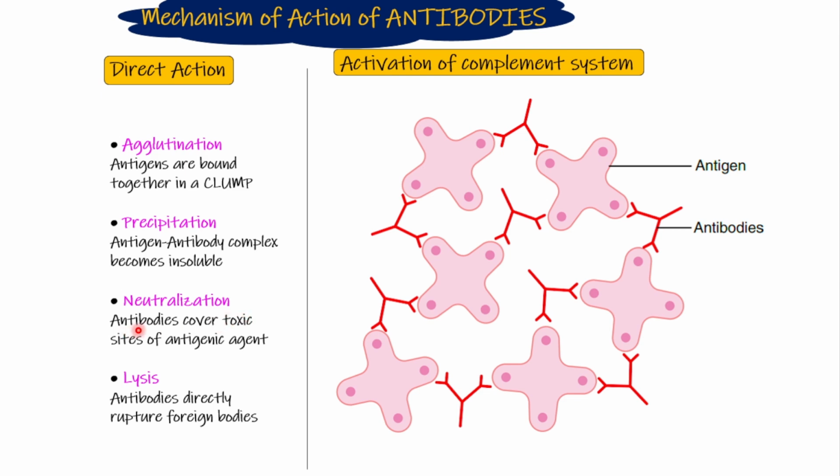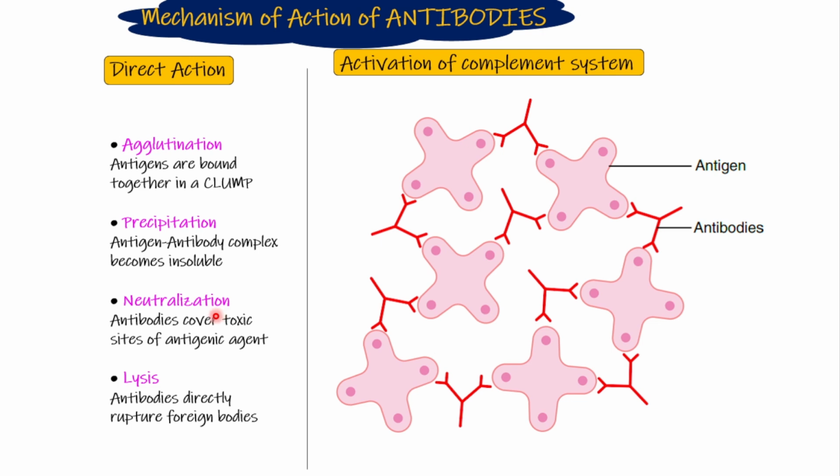Now the third mechanism is neutralization. When the antibodies attach to the antigen, they basically cover the toxic sites of the antigenic agent. Now this is an antigen. So for instance, if this is the toxic site of the antigen, this toxic site is covered by the antibody. When the toxic site of the antigen is directly covered by the antibody, then this antigen cannot be toxic to the normal body cells. So the third one is neutralization.